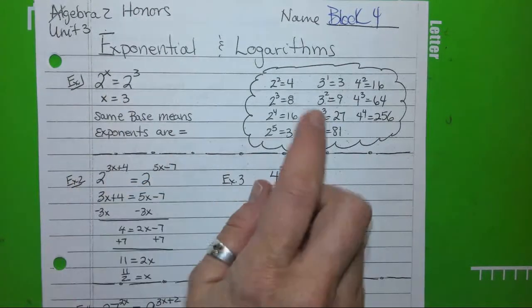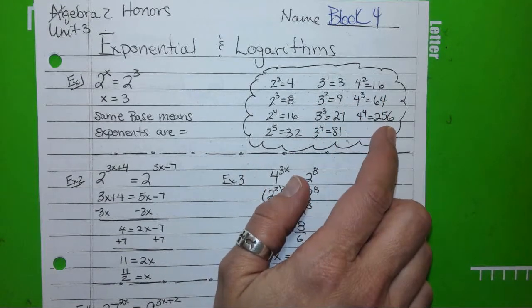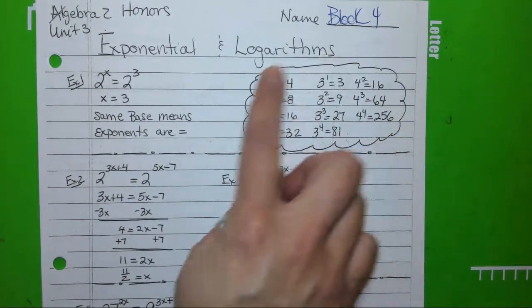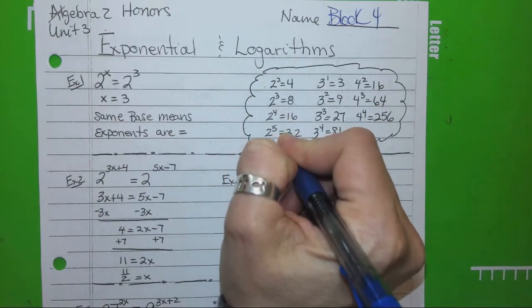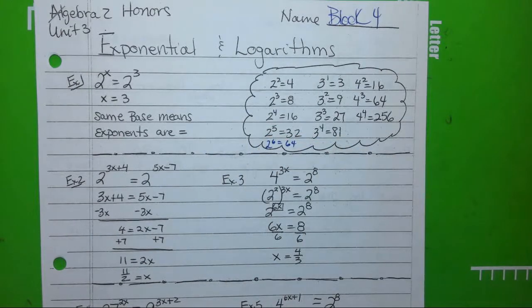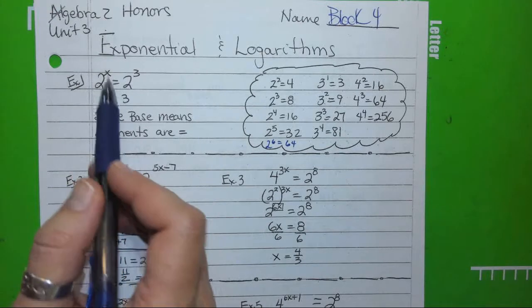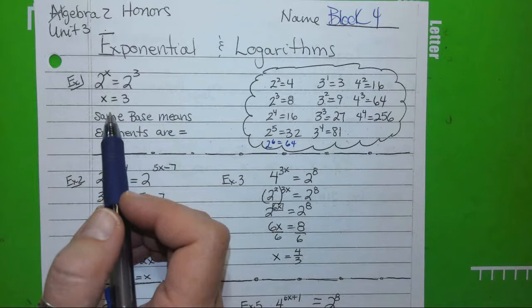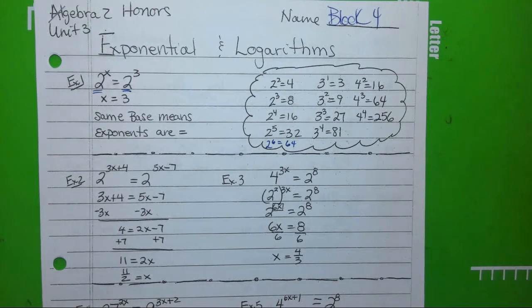If you look at example 1, here's just a reminder: 3 to the 4th is 81, 4 to the 4th is 256, 4 to the 3rd is 64, and 2 to the 6th is 64. We're going to have to be able to go between these. If I see 27, I need to be able to think 3 to the 3rd. Or if I see 64, I know it could be 4 to the 3rd or 2 to the 6th. So basically, if I know 2 to the x is equal to 2 to the 3rd, then x has to be 3. If the bases are the same, then the exponents have to be equal.